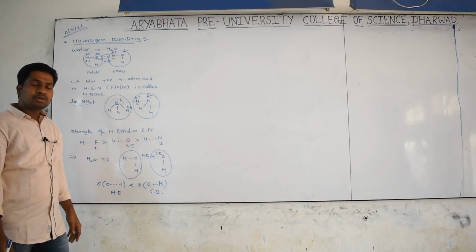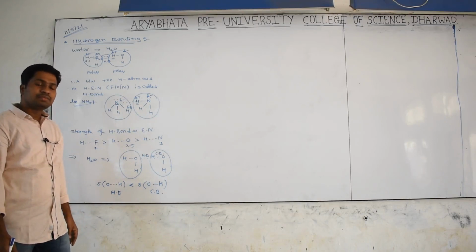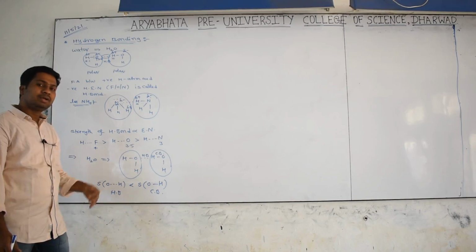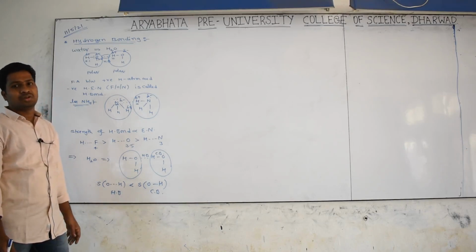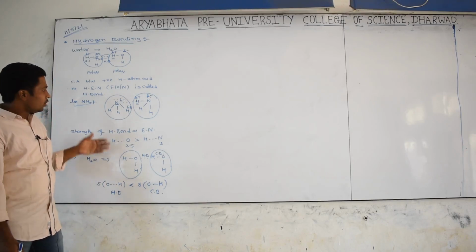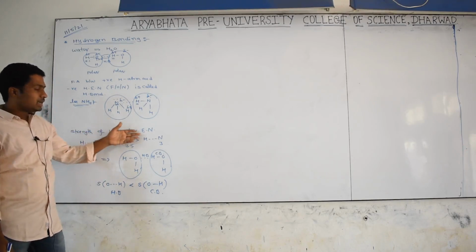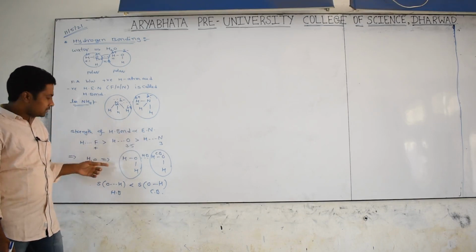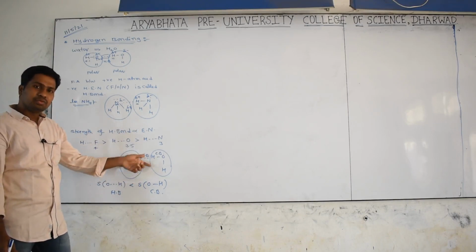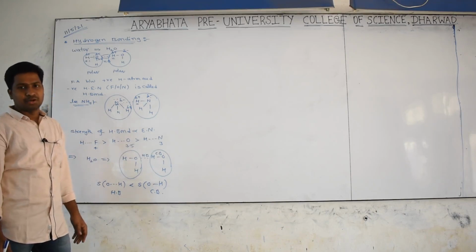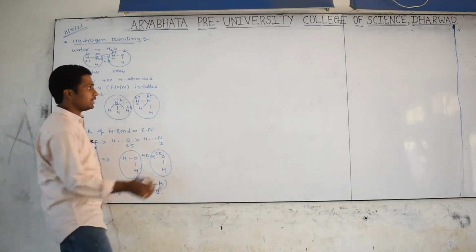What is the meaning of hydrogen bonding? The force of attraction between a positively charged hydrogen atom and a highly electronegative element, nothing but a negatively charged particle, either fluorine or oxygen or nitrogen, is called hydrogen bonding. Hydrogen bonding strength is always directly proportional to electronegativity. The strength of the hydrogen bonding is always weaker than the strength of the pure bond which is present inside the molecule. All of you understanding?